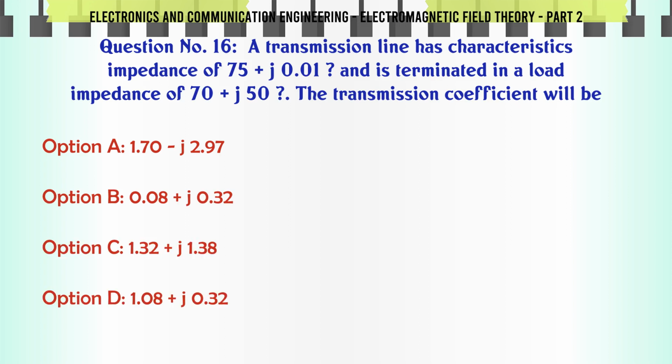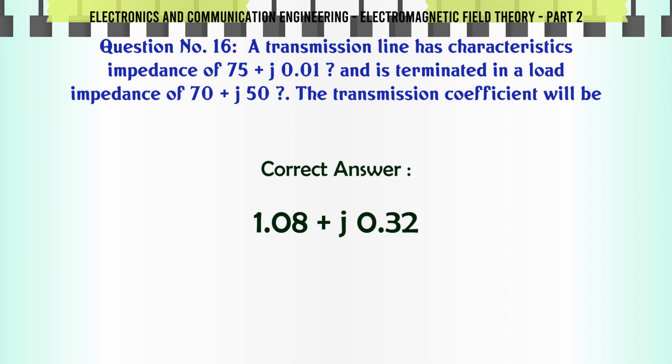A transmission line has characteristic impedance of 75 + j0.01 and is terminated in a load impedance of 70 + j50. The transmission coefficient will be A. 1.70 + j2.97, B. 0.08 + j0.32, C. 1.32 + j1.38, D. 1.08 + j0.32. The correct answer is 1.08 + j0.32.